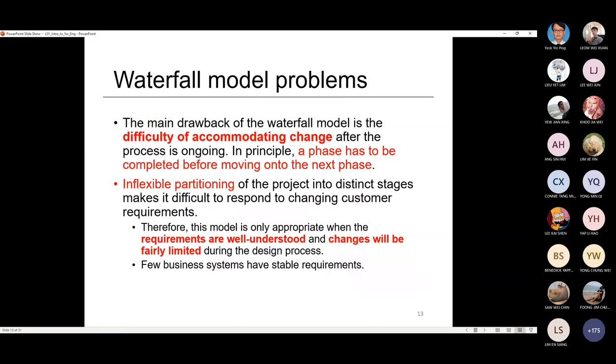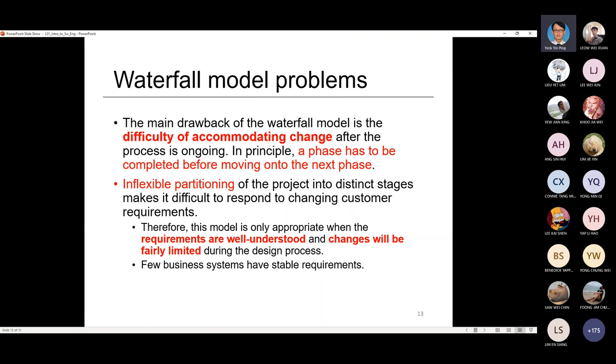So the most suitable kind of project that you can apply the waterfall model to is one where you understand the requirements very well. Unless you understand the requirements of your project very well, and the changes to your software are very limited.